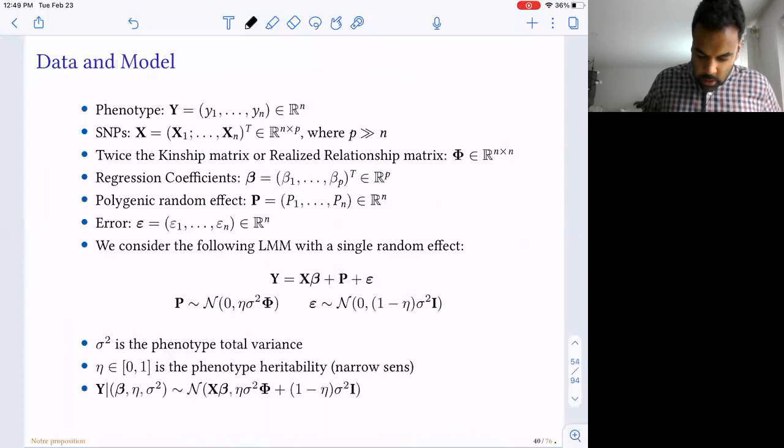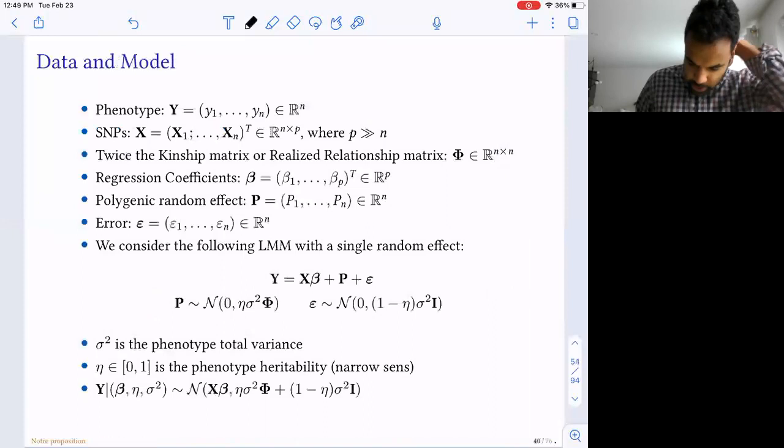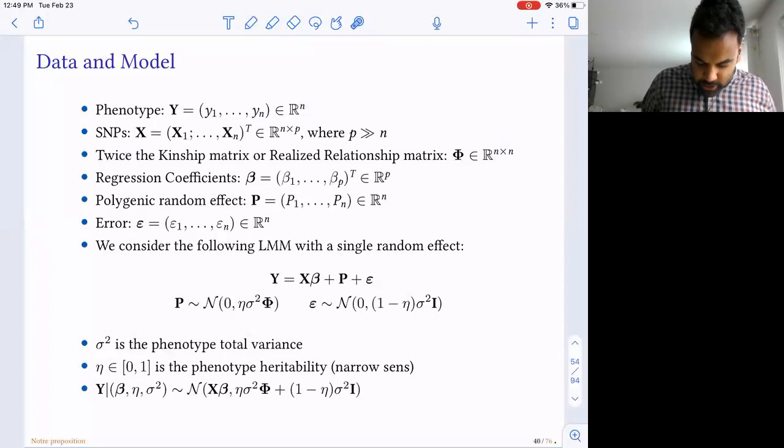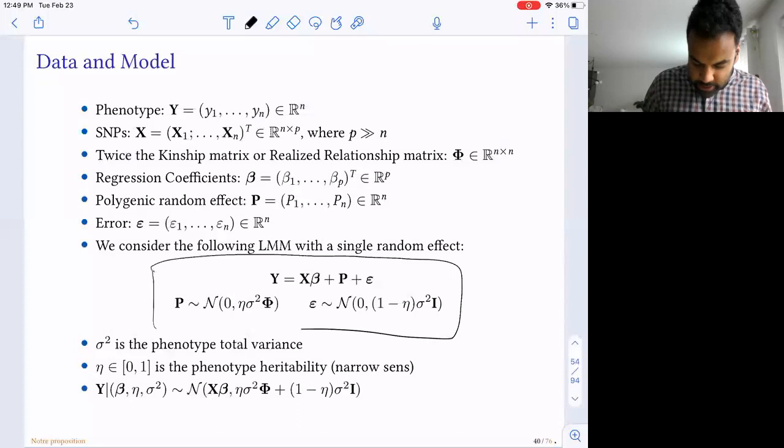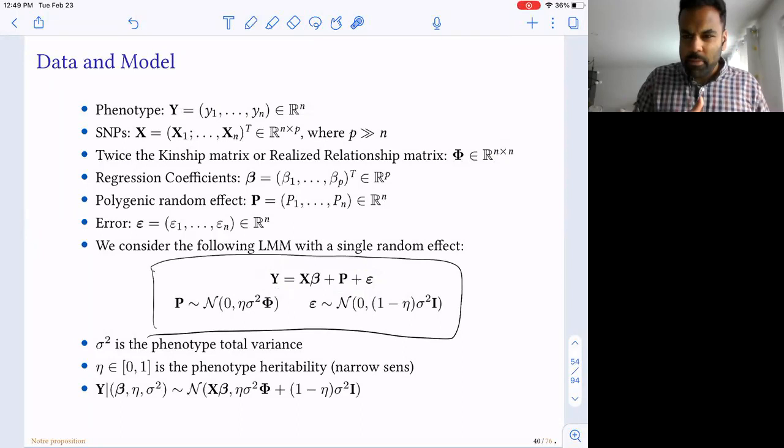So I'm gonna skip. No, maybe I'll go over this a little bit quickly. There's a lot of equations here, but this is the part that I wanted to highlight again. This is the model, right? What I'm highlighting here is the model, and it's no different from what I just showed previously.